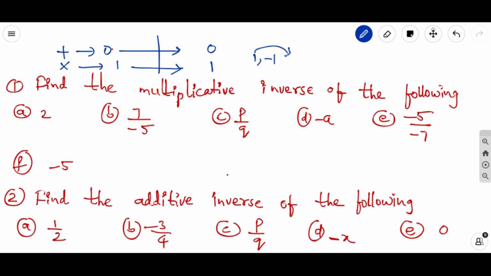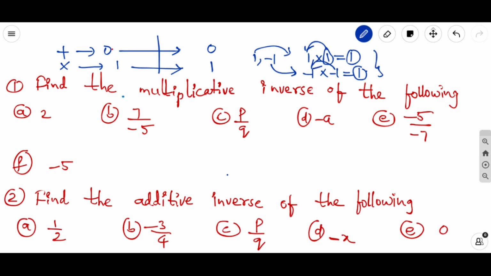For 1, the multiplicative inverse of 1 is 1. For minus 1, the multiplicative inverse is minus 1. Just check it out: minus 1 into minus 1, after the multiplication, we get 1. 1 is the multiplicative identity. Here, 1 is the inverse of 1, and minus 1 is the inverse of minus 1. These will come in the MCQs.